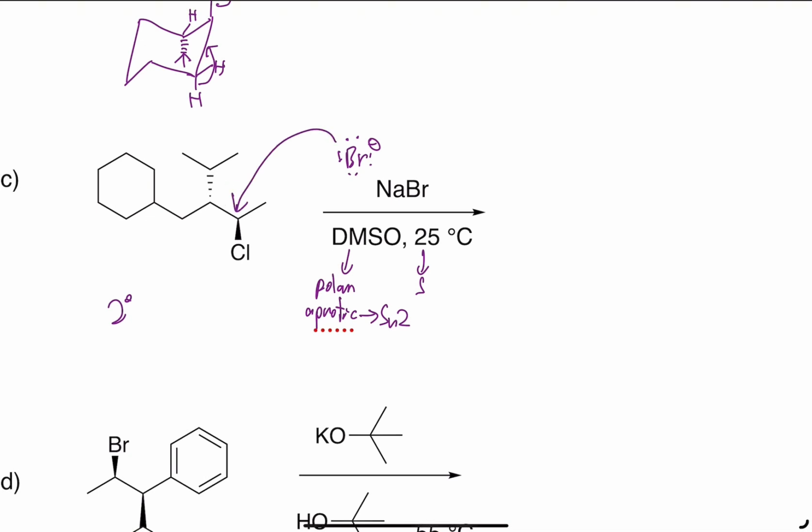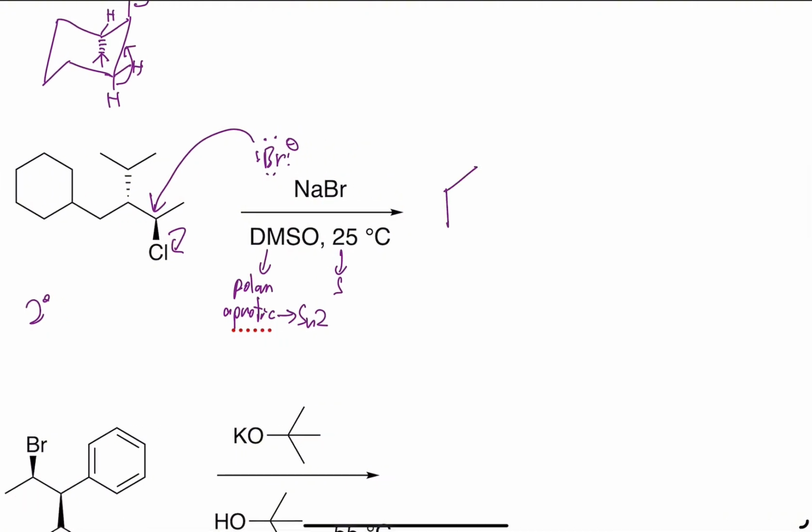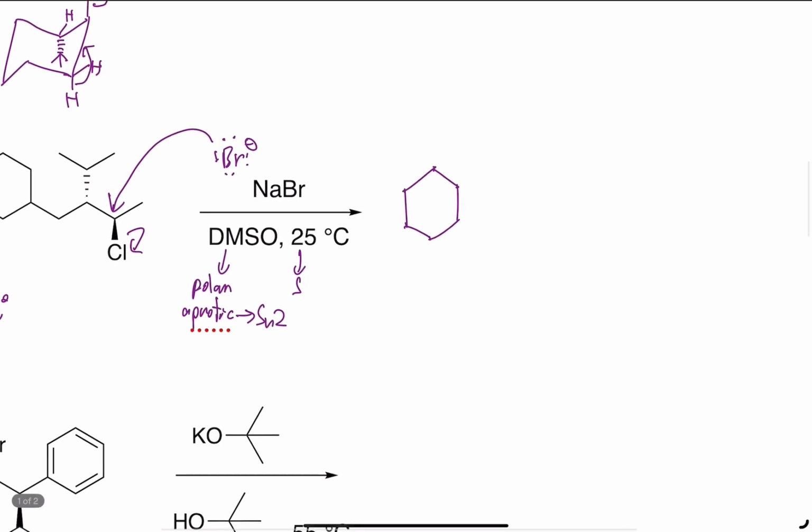Br does a backside attack, taking the Cl off. And that's about it. And since it can only attack from the backside, the stereochemistry will be inversed. And so instead of a wedge, it will be a dotted line. Like that. Okay, that's the answer.